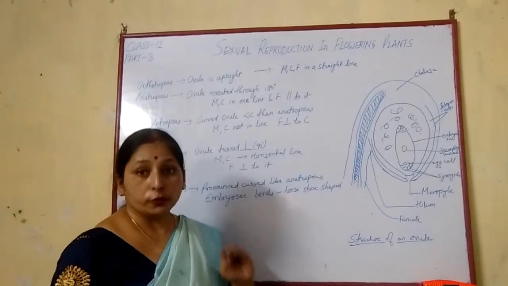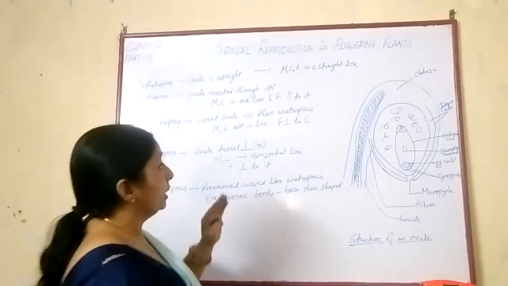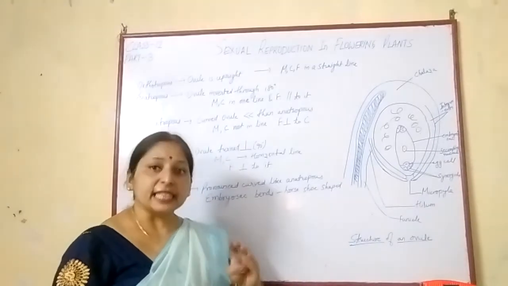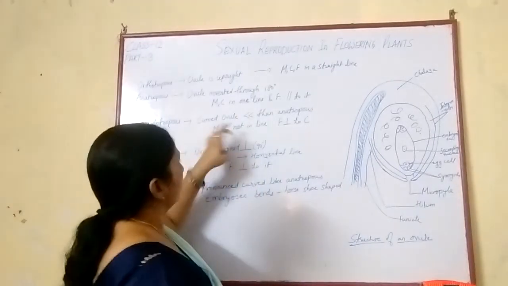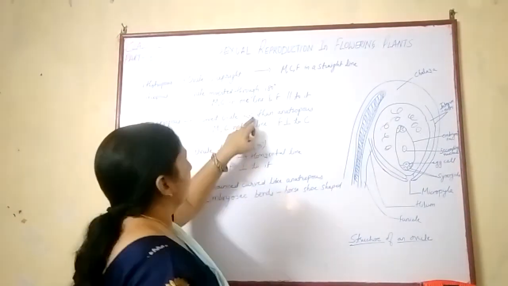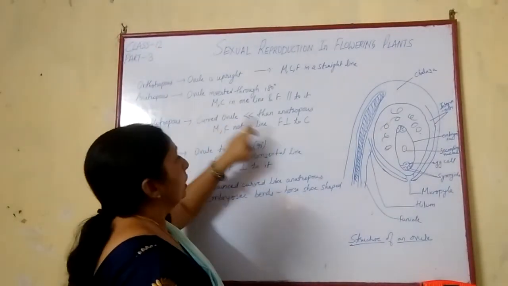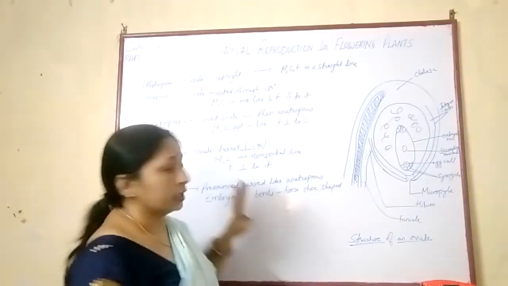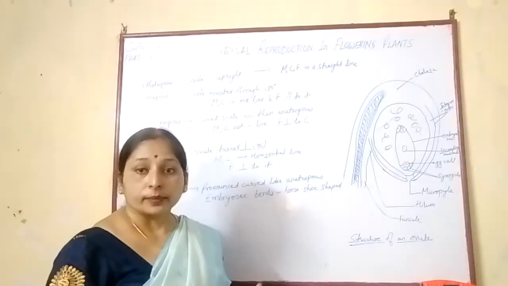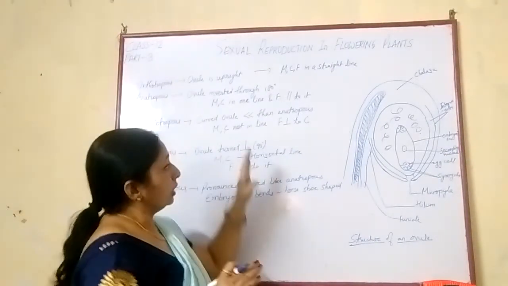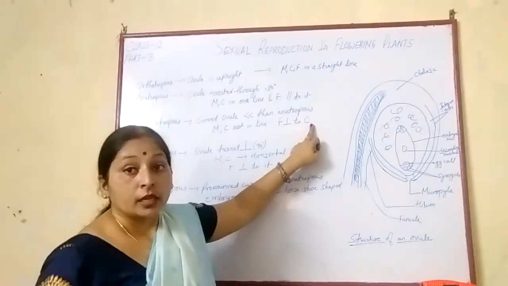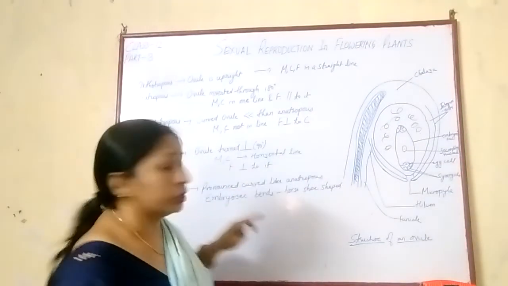Next is campylotropous. Campylotropous is a curved ovule. The curvature is similar to the anatropous condition but less than anatropous. So I have used the mathematical symbol for less than here. Micropyle and chalaza are not in a line, but the funicle is perpendicular to the chalaza.